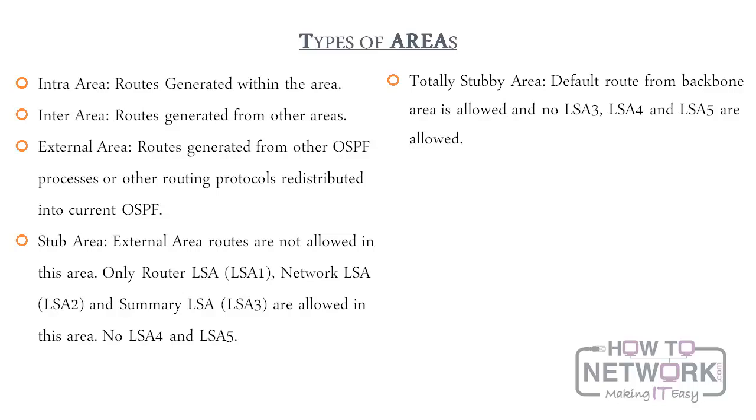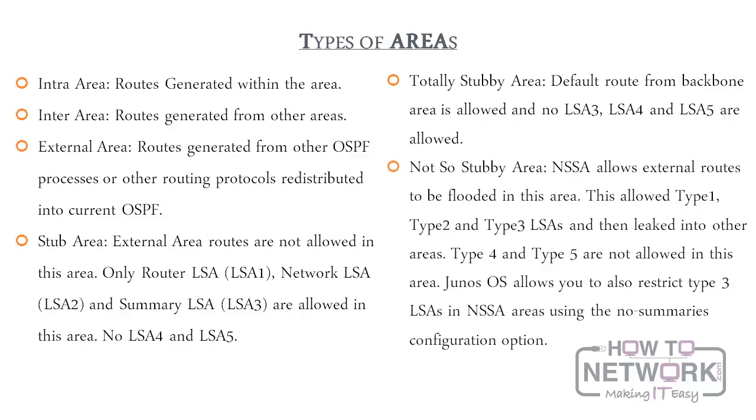And then we have not so stubby area. Unlike stub area, the NSSA allows external routes to be flooded in this area. These allow type 1, 2, and 3 LSAs, and then leak into other areas. Type 4 and Type 5 LSAs are not allowed in this area. Note that the Junos OS allows you to also restrict Type 3 LSAs in a not-so-stubby area using the No Summaries configuration option. Just remember that you cannot configure an area to be both a stubby area and a not-so-stubby area.